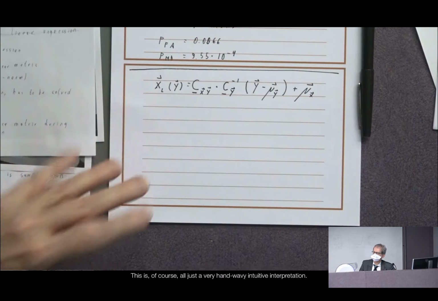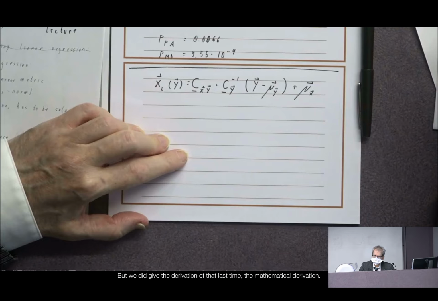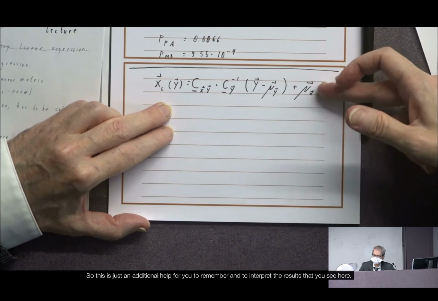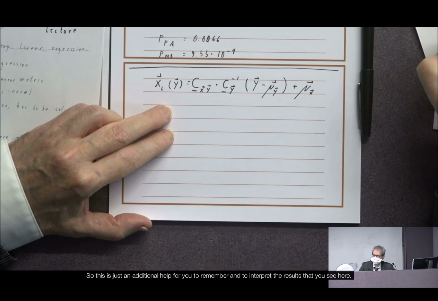This is, of course, all just a very hand-waving intuitive interpretation, but we did give the mathematical derivation last time, so this is just an additional help for you to remember and interpret the results that you see here.